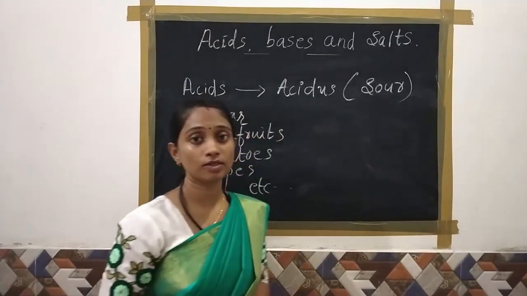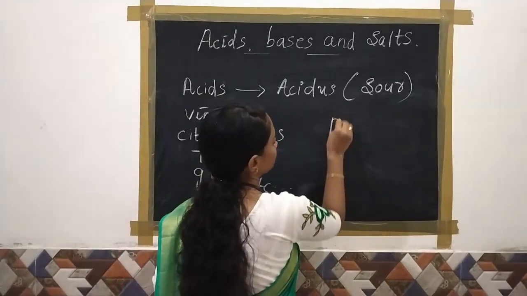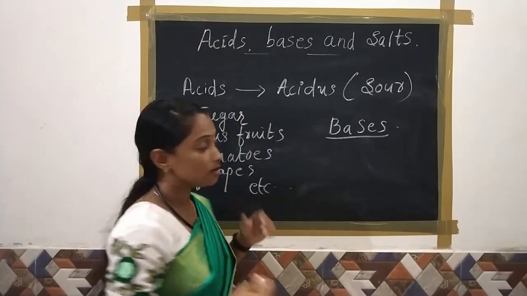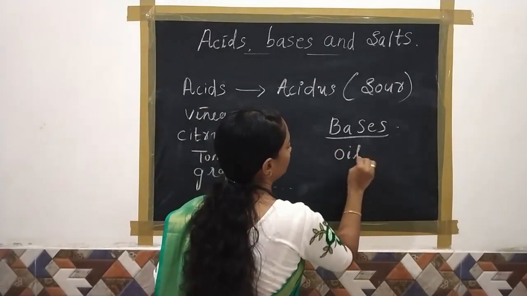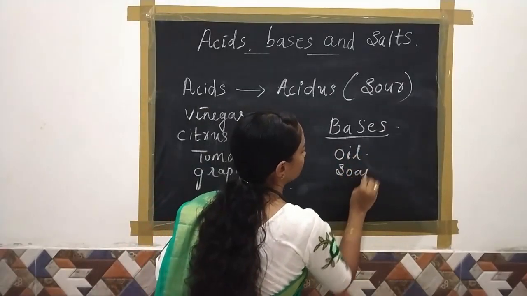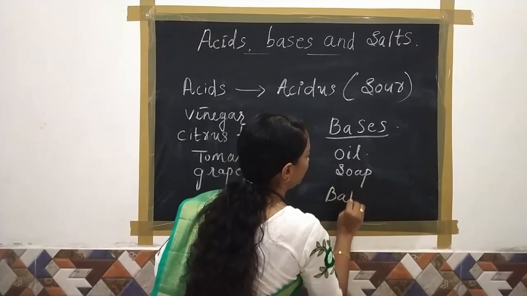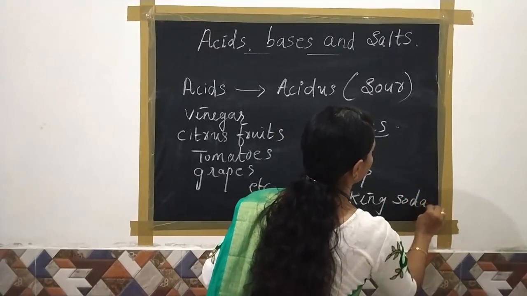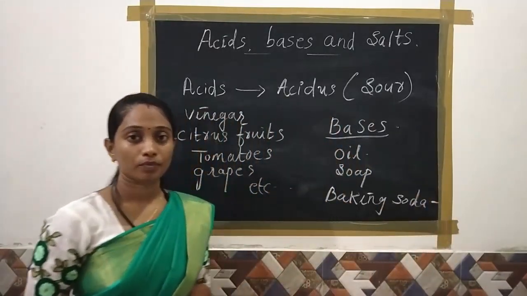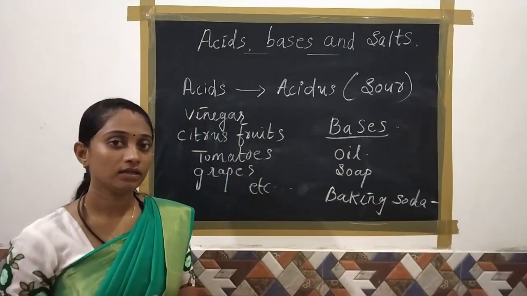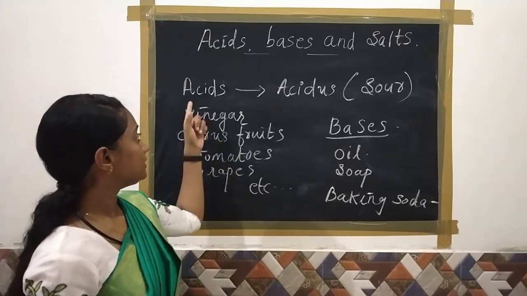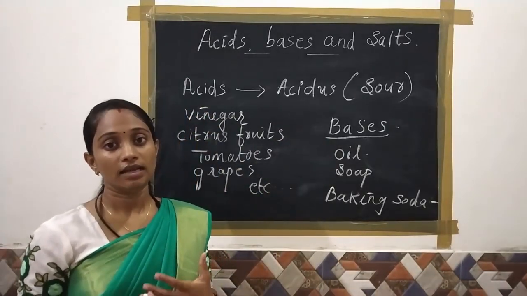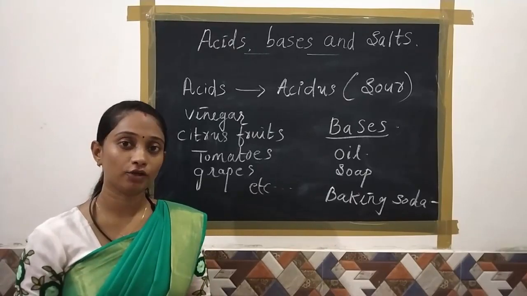Secondly, they found that all bitter tasting substances show a similar chemical property, and such substances they named bases. For example, oil, soap, baking soda, etc. So, commonly, substances are divided into two, that is acids and bases. And acids and bases have an important role in our day-to-day life.